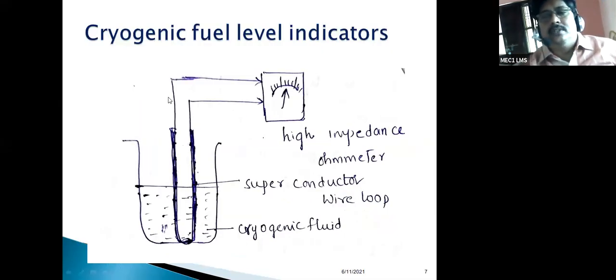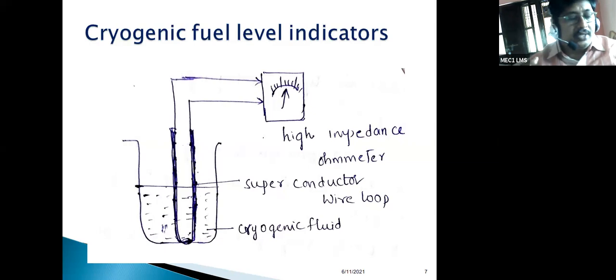So now we'll discuss the cryogenic fuel level indicators. Here is a very small explanation for this cryogenic. Cryogenic is nothing but low temperatures only. That means the gas changes from the gaseous state to the liquid state, right? So this occurs only at low temperatures.